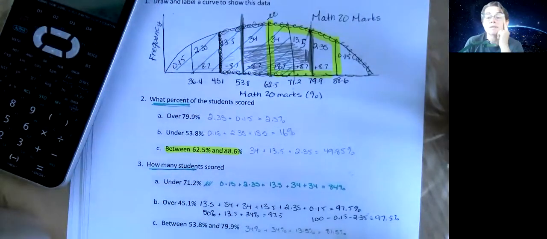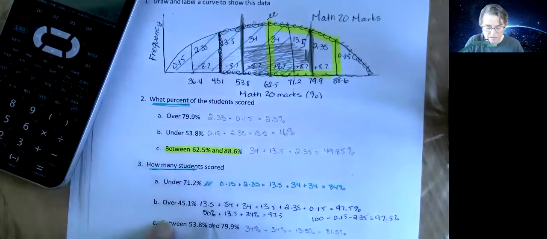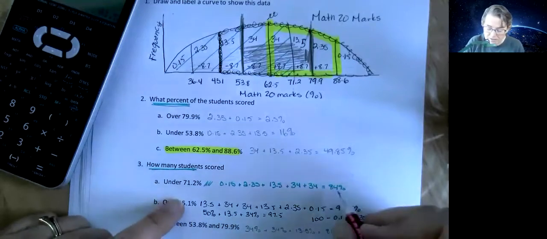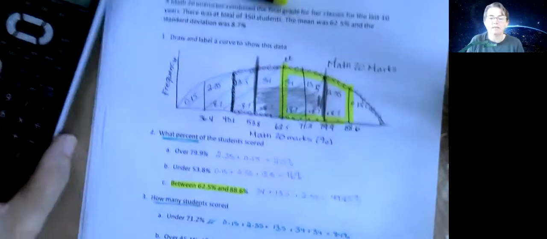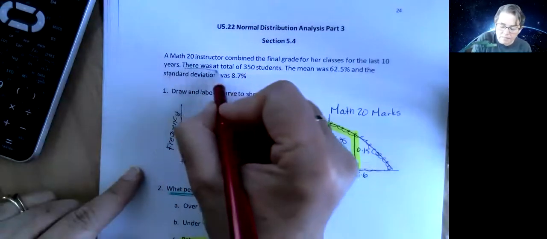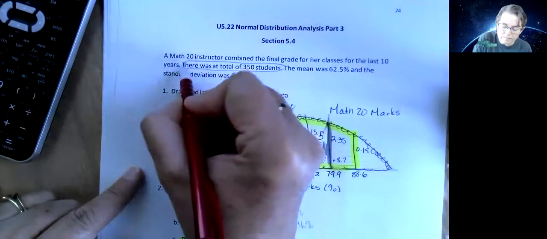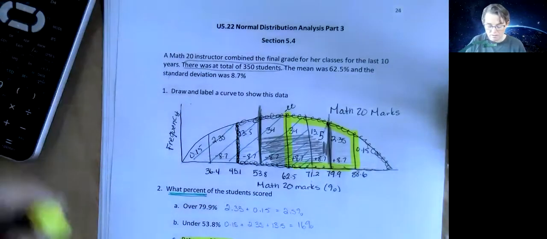Now, I better fix what I forgot to do. I wasn't asking what percent. If these questions were up there, we'd be done. But we want to know how many students scored. So it's 84%. So 84% is 84 out of 100, and we didn't have 100 students. We had 350 students. So anytime you see a question where it gives you the total number of items in the set, beware. Pay attention whether they're asking you for what percent or how many.